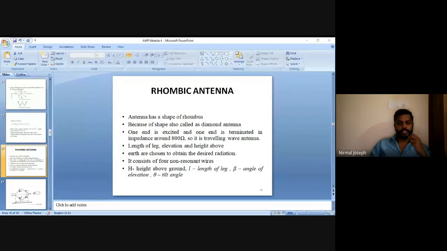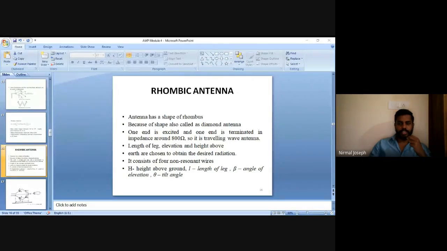A non-resonant antenna will be terminated at the characteristic impedance. The wave coming through the antenna will feel like the atmosphere is just a continuation, because the atmosphere also has a characteristic impedance. So the wave will travel. Those antennas are called traveling wave antennas, and resonant antennas in which a standing wave is present are called standing wave antennas.